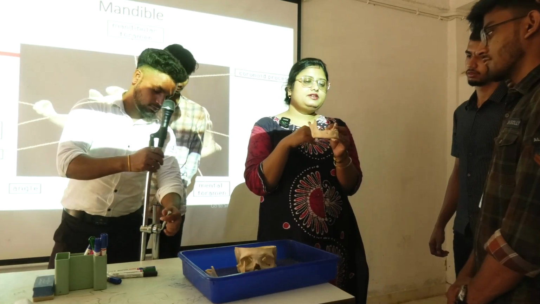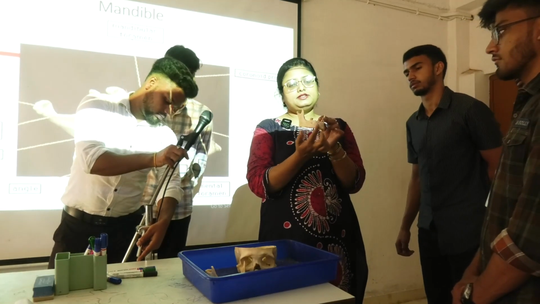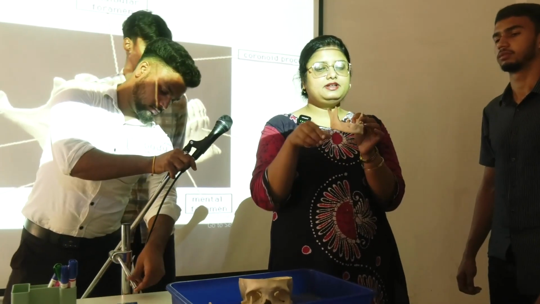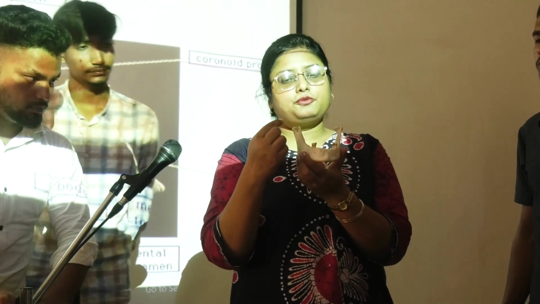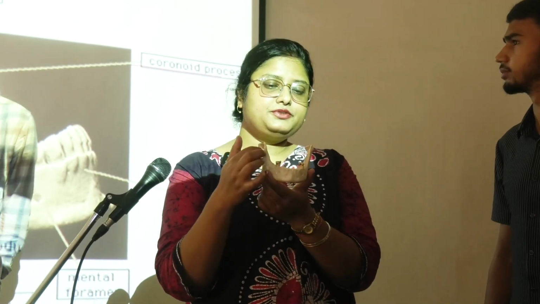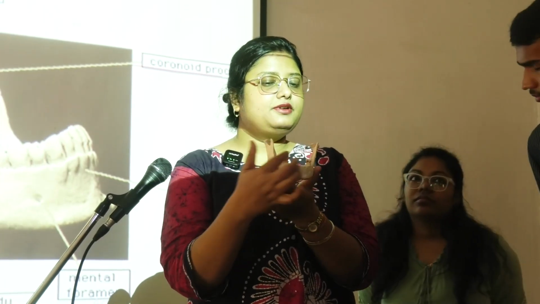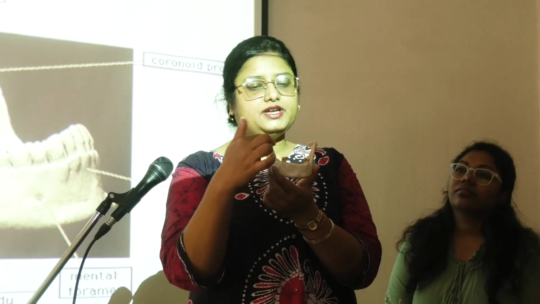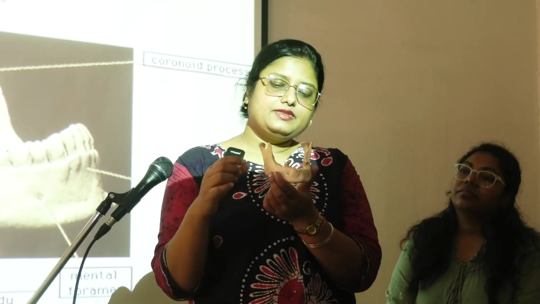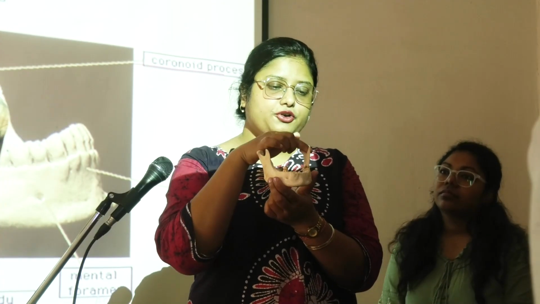So this is a single bone. This part is known as the body of the mandible, and these are the two rami of the mandible. These are the two processes. This is the coronoid process, this is the condylar process, and these are the alveolar processes. The alveolar process is having the teeth, okay, and this is the mandibular notch.